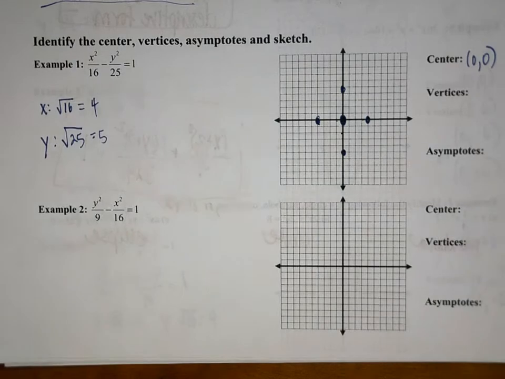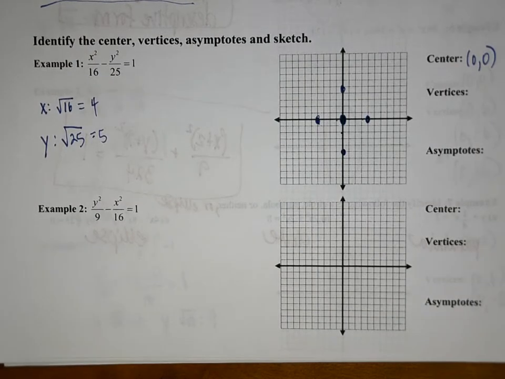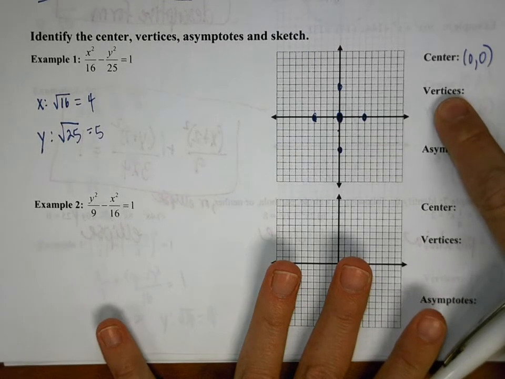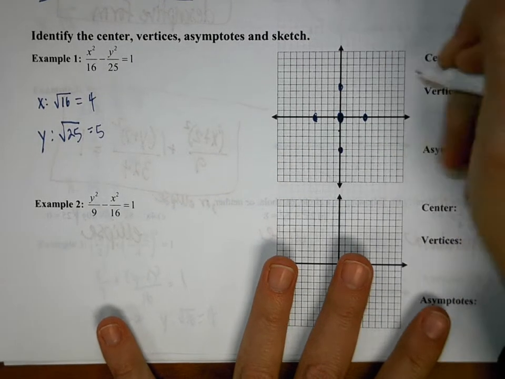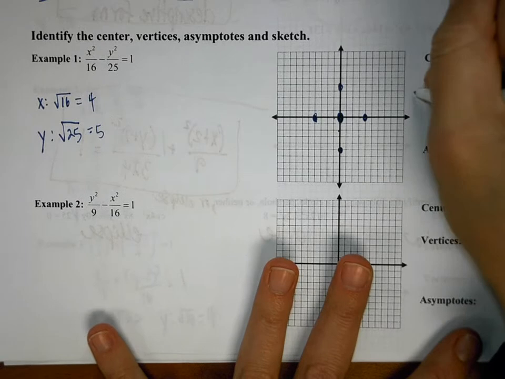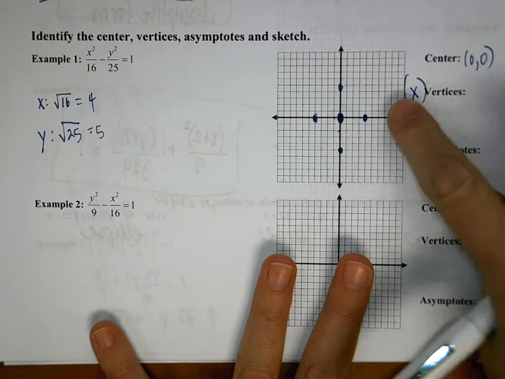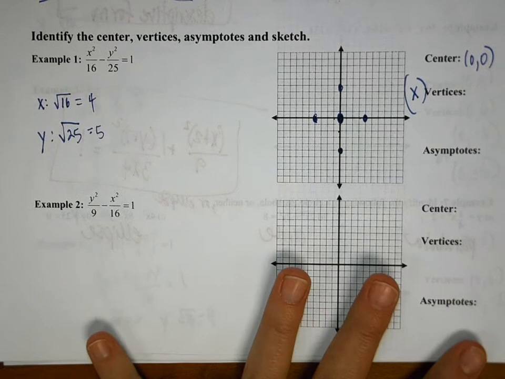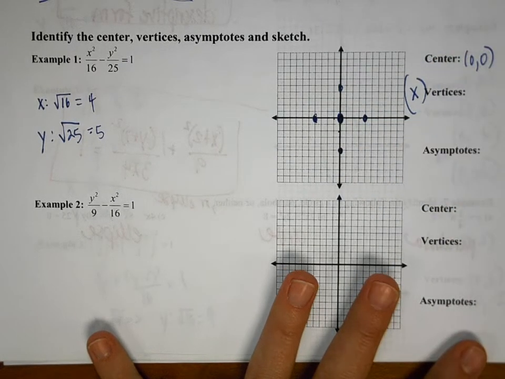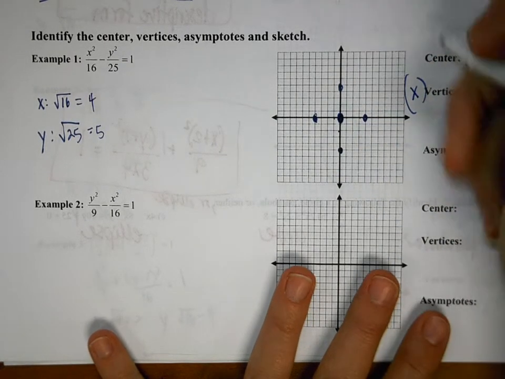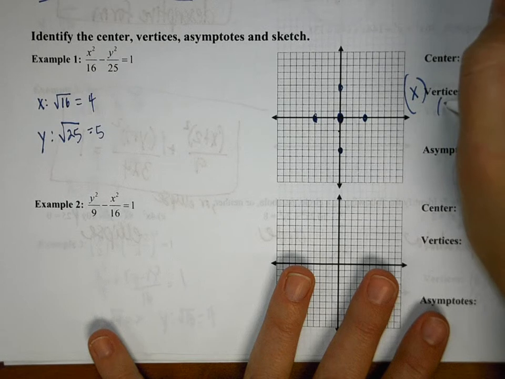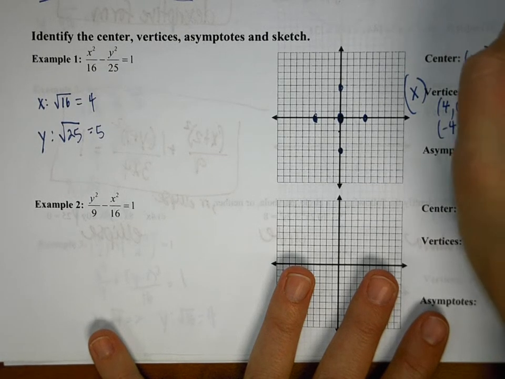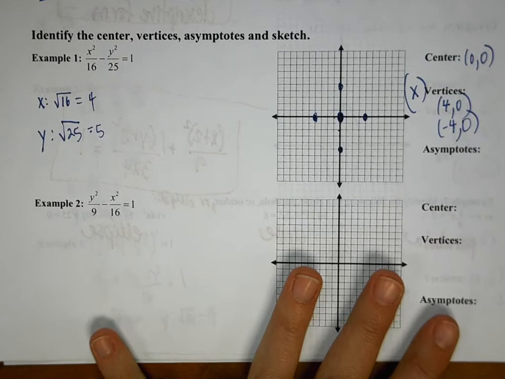Now, which letter came first? X. So my vertices are going to be on the x-axis. And I might go ahead so I don't forget, right here, I'm going to put an X to remind myself that my vertices are on the x-axis. Okay? So what are these points here on the x-axis? 4, 0, good, and negative 4, 0. Okay, so we have all that.